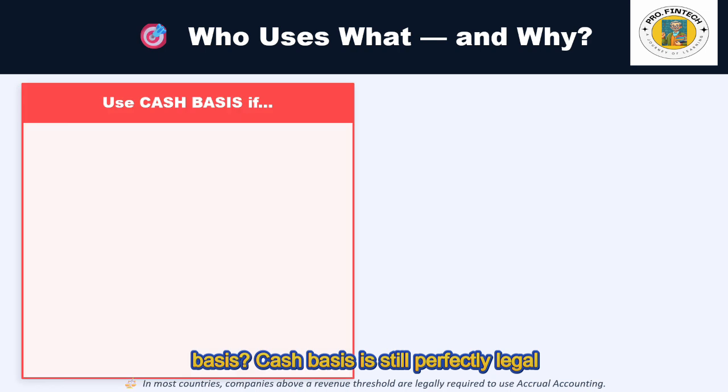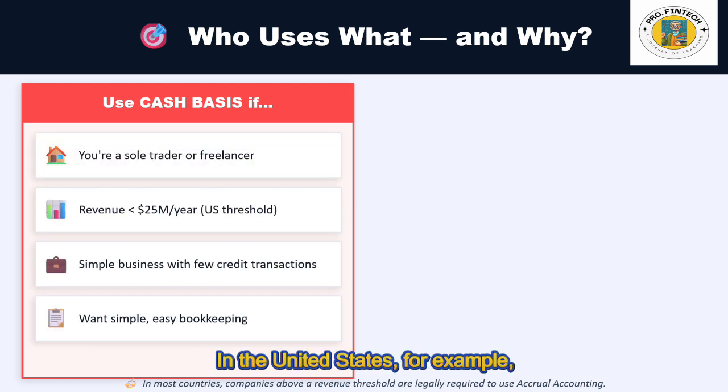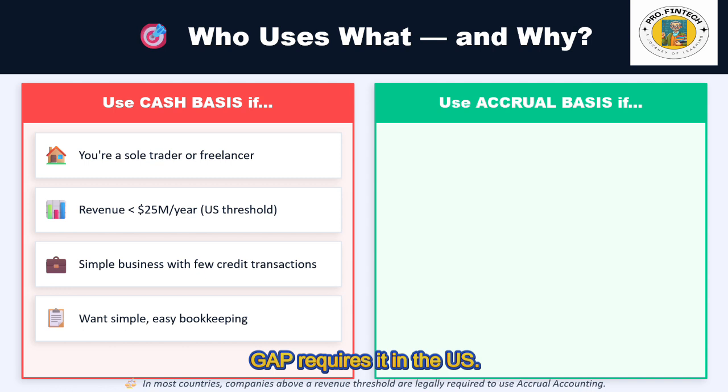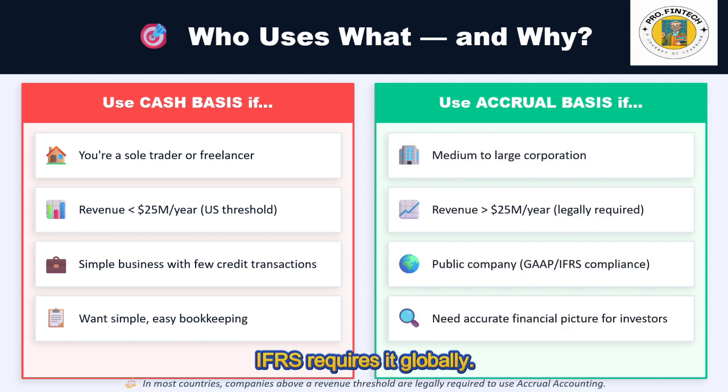Cash basis is still perfectly legal and usable, but mainly for very small businesses. In the United States, for example, if your average annual revenue is under $25 million, you generally have the option to use cash basis. Same story in many other countries. There are thresholds, but if you are over those thresholds, you are legally required to use accrual. And if you are a publicly traded company, it's accrual, full stop, no exception. GAAP requires it in the US, IFRS requires it globally.